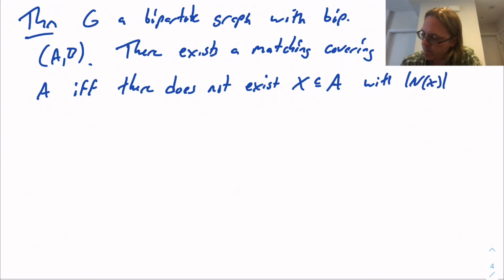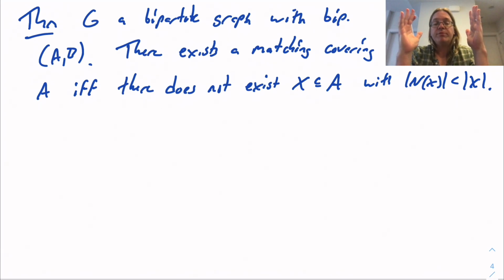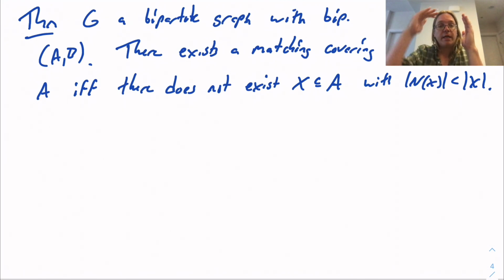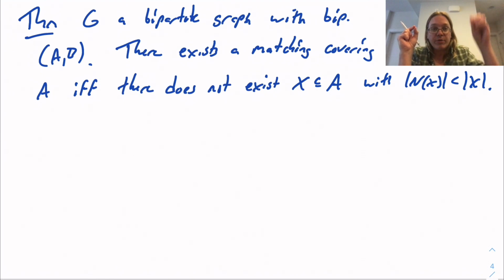Right? So there we are. I'm going to give you a bipartite graph, bipartition A, B. I would like to find a matching that covers all of A. So I'm going to select a whole bunch of edges, and the rule is that every vertex in A is going to be incident with exactly one of these, and every vertex in B is incident with at most one of them. That's what it means to have a matching that covers A. So that's what I'd like.